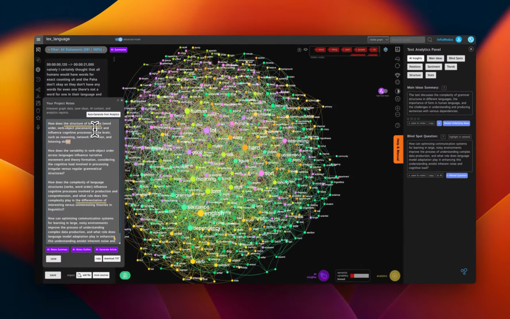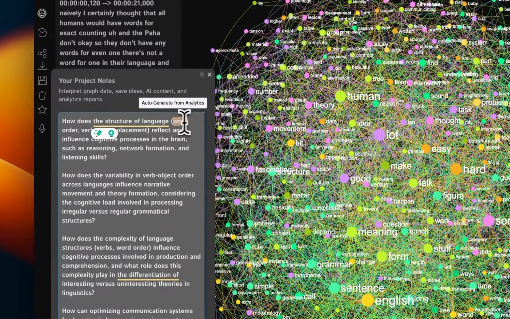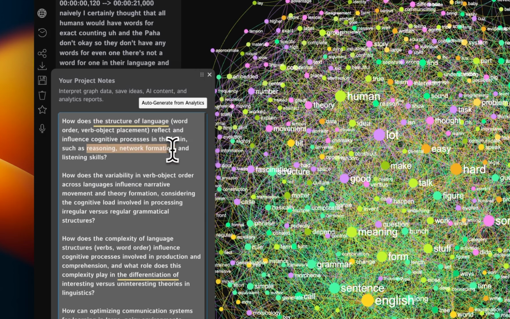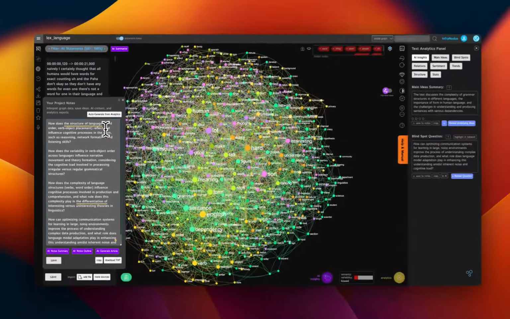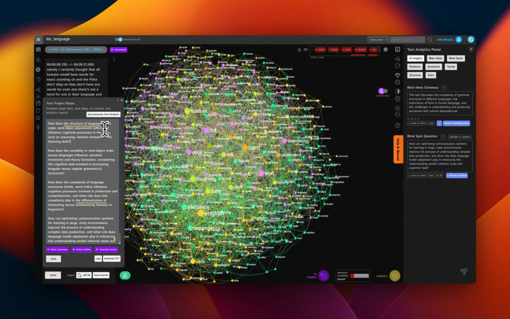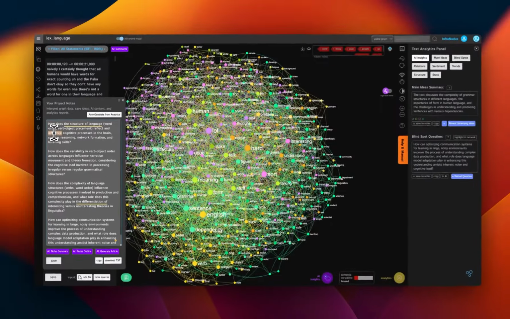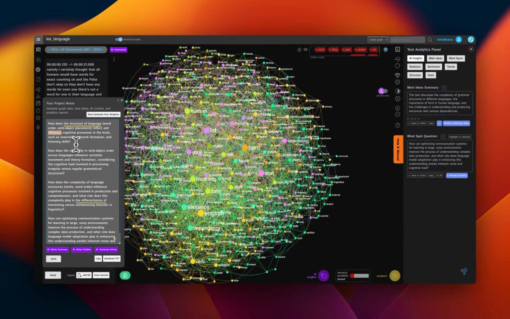So I can see a conceptual pairing going on. I can see the structure of language, which is more specifically word order, verb-object placement. And then I can see the other concept, cognitive processes in the brain, which is the main concept, such as structures of the brain, and then is parsed out further with reasoning, network formation, listening skills. And what's interesting is the relational dynamic of them is influence, right? And so that influence is connecting these two concepts.